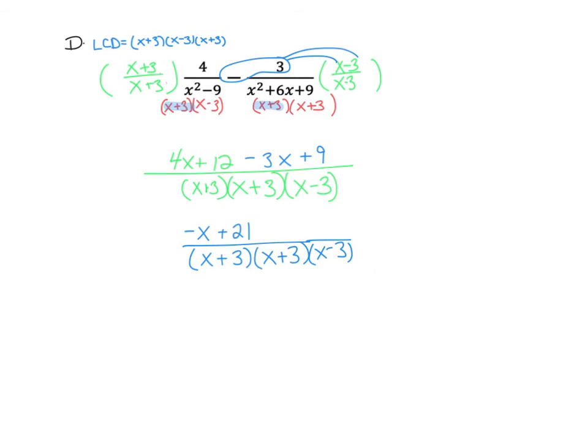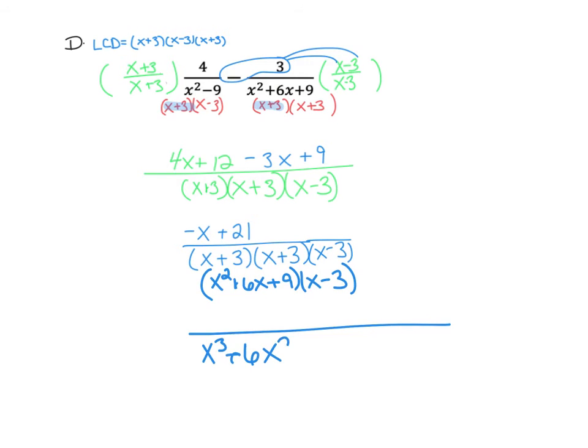If you do need to multiply it together, well, you already know that x plus 3 times x plus 3 was x squared plus 6x plus 9. So to simplify the denominator, you would just have to multiply that by x minus 3, that would be a total of 6 multiplications. So if I distribute x, that would be x cubed plus 6x squared plus 9x. And then I distribute the negative 3, which would be minus 3x squared minus 18x minus 27.